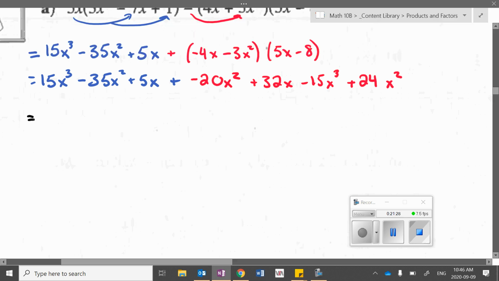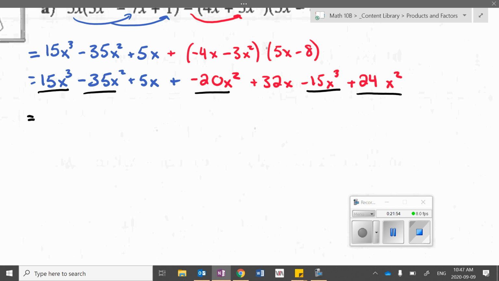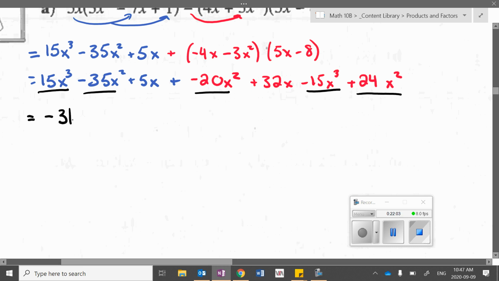So let's start with our cubes and deal with that first. So I have 15x cubed and 15x cubed. So those two just cancel out. That's nice. So our squares, I have minus 35x squared, minus 20x squared, and plus 24x squared. Personally, when I do this, just to do the math easy in my head, I think negative 20 and positive 24, that leaves me with plus 4. Right? Those numbers are simpler. And then negative 35 plus 4 gives me a negative 31x squared.